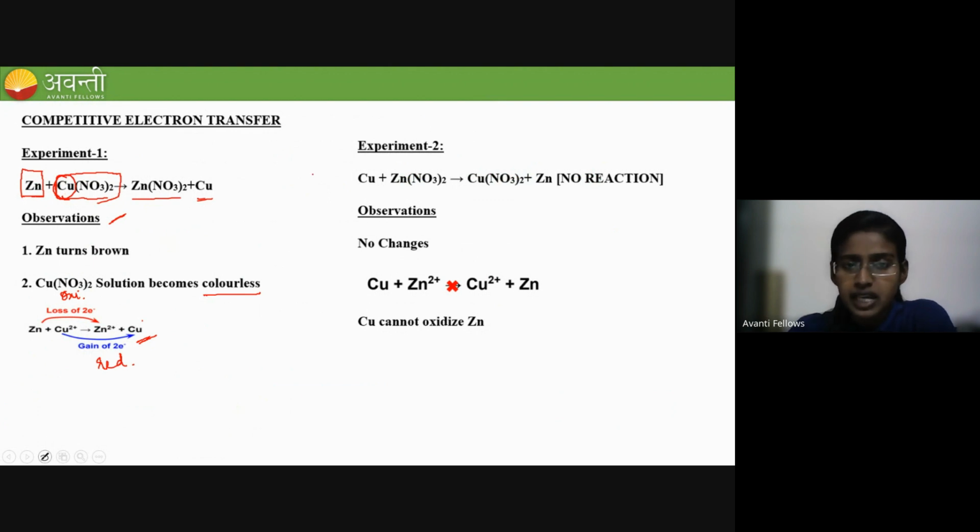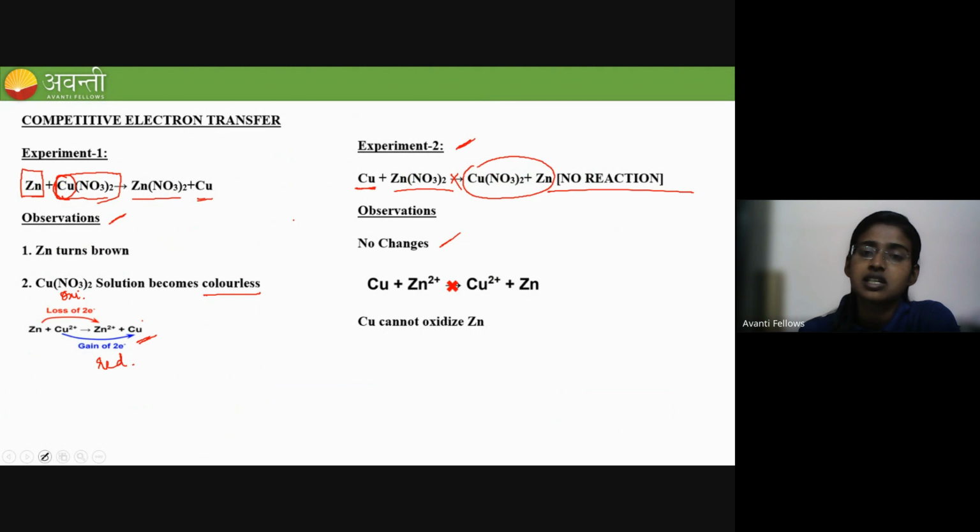But in the second experiment, we have a copper rod dipped into the zinc nitrate solution. But here, there is no reaction. These 2 products are not formed. So why is it not formed? Why is there no change, no color change? There is no reaction occurring, no redox reaction happening inside the container.